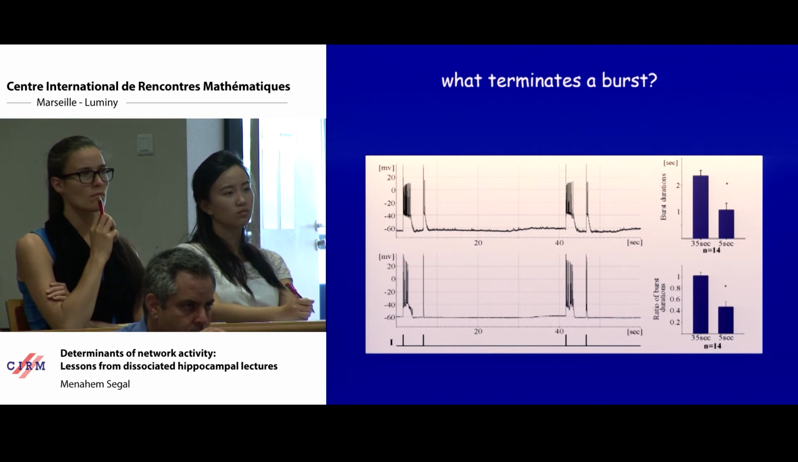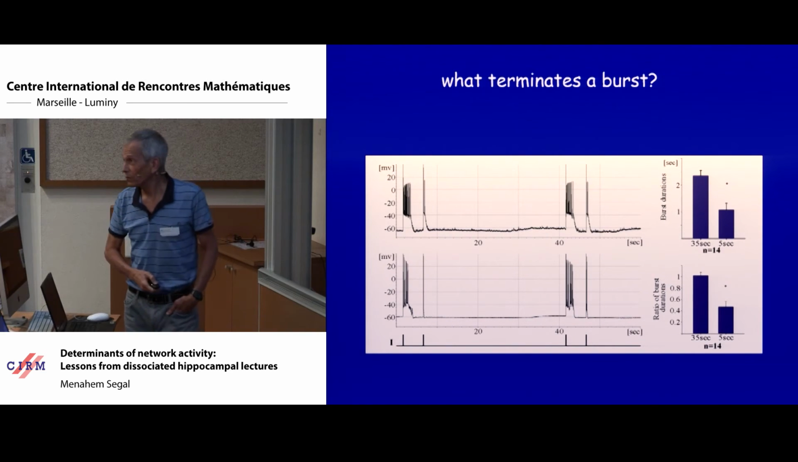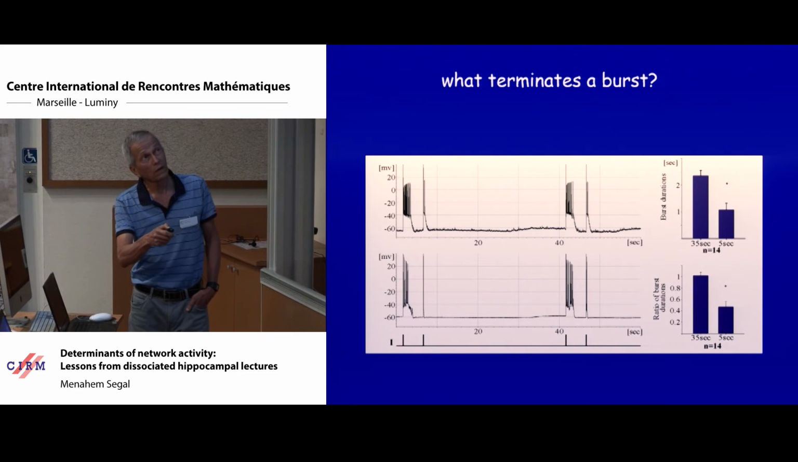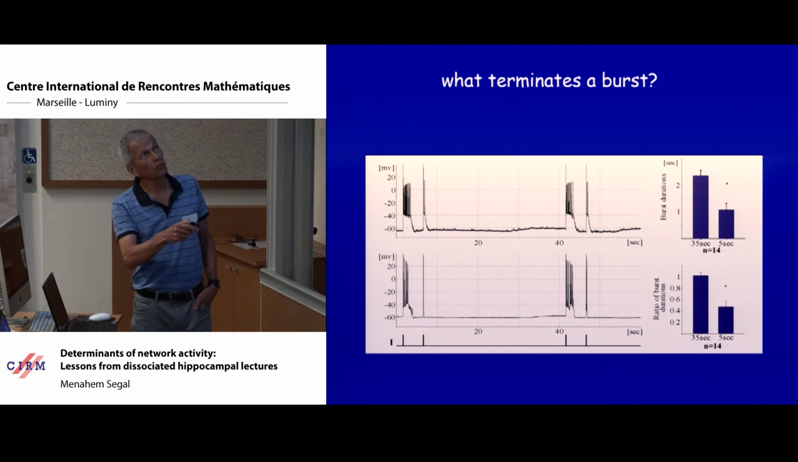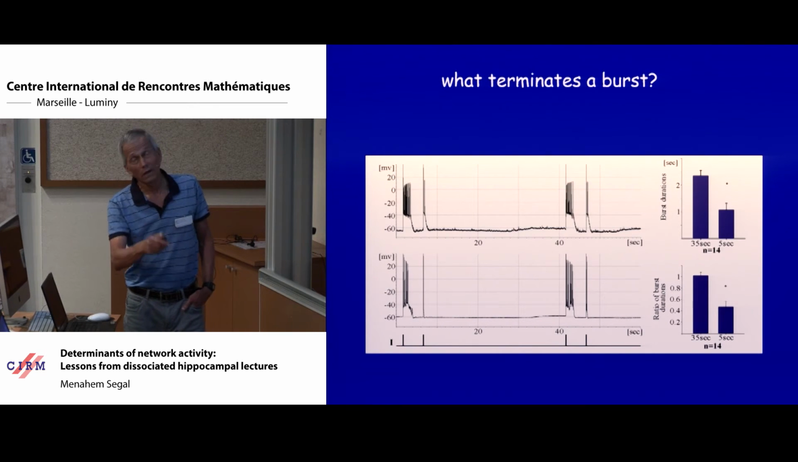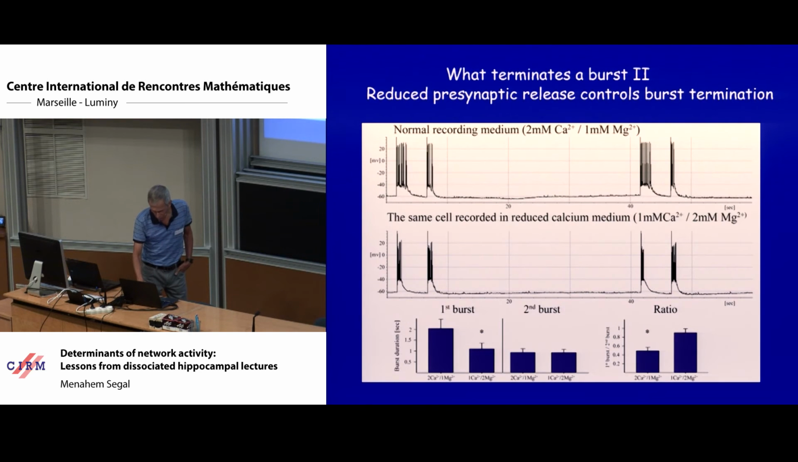You need to wait. This is not just elimination. You need to wait 30 seconds or so. You depolarize again, and you get a full-blown burst. So the burst has some time course. So you need to wait for time to go by so that you can regenerate the network burst.